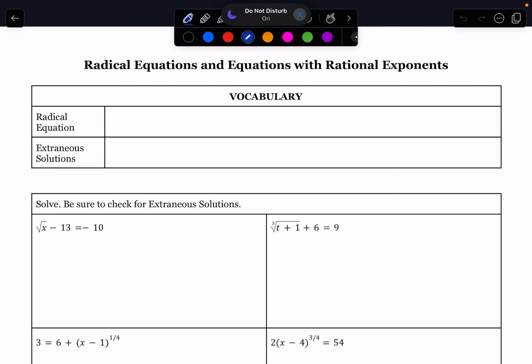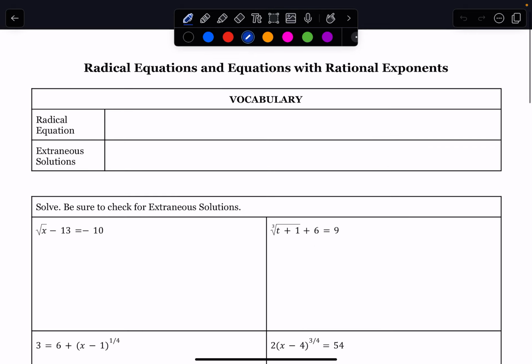Alright, this video is over section 4.6, radical equations and equations with rational exponents. So first off, a radical equation is an equation with one or more radicals containing a variable.